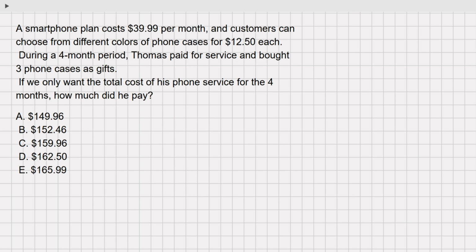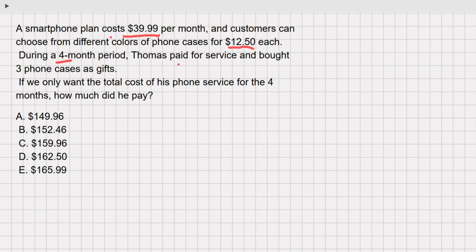Let's move on. A smartphone plan costs $39.99 per month. If customers can choose from different colors of phone cases for $12.50 each.